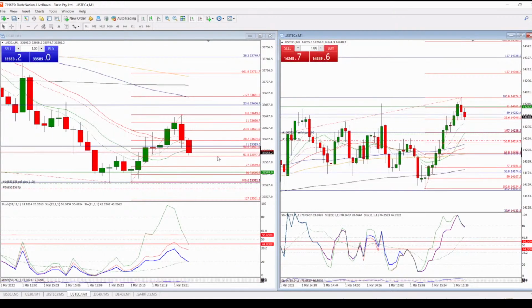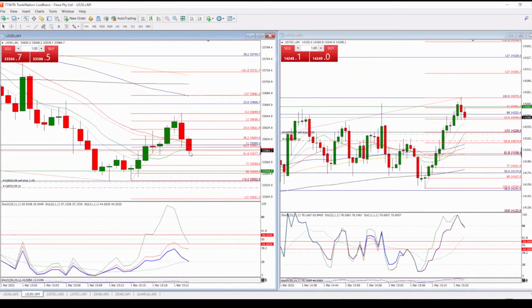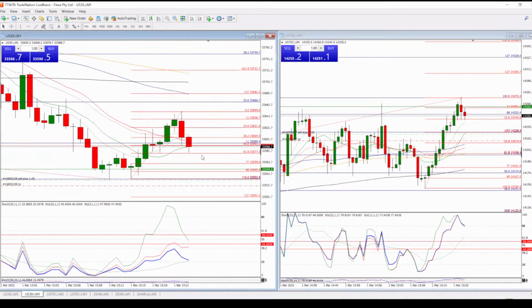61% retracement on the Dow, almost 61% retracement. That separation short. Now I'm not going to take that for the Dow, as this could just be the retracement for second leg up.